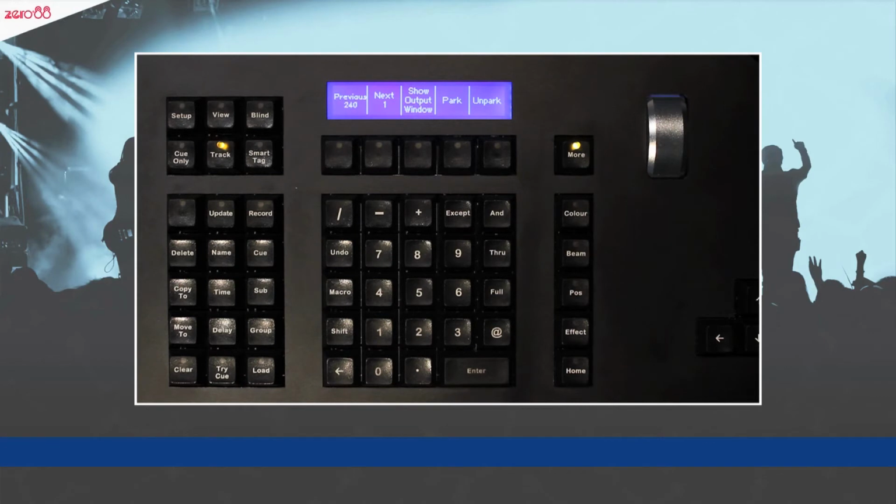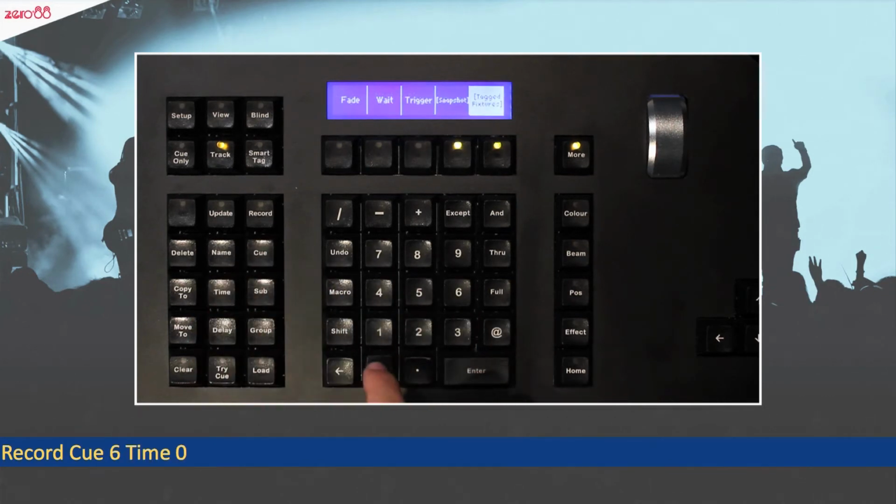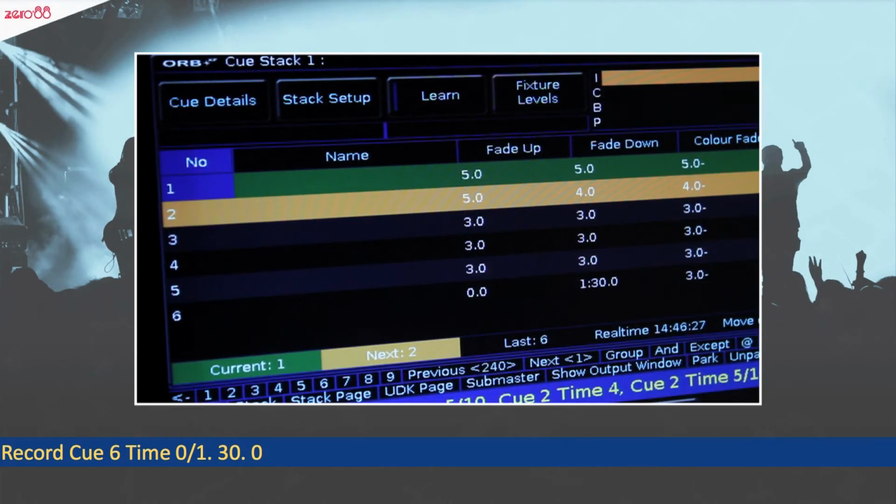To update just the down time, type Q2 time/4 enter. By not specifying an up time, the console doesn't change the up fade. The same can be applied to the up time by not specifying the down time. We can specify these times whilst recording a new cue by adding this to the previous syntax. Record Q6 time 0/1.30.0 enter. We'll create a Q6 with a 0 or a snap up and a 1.5 minute fade down.